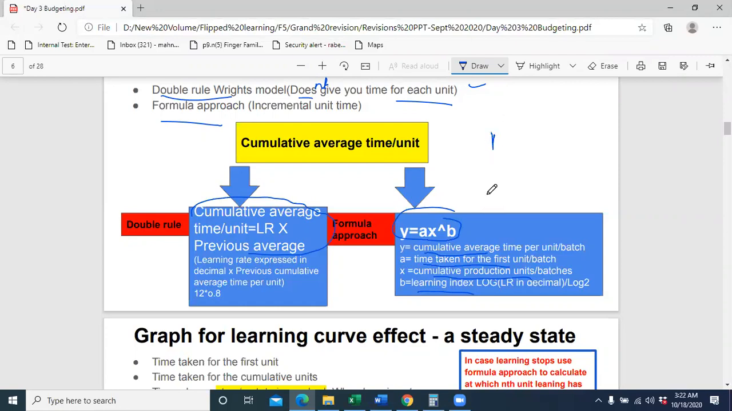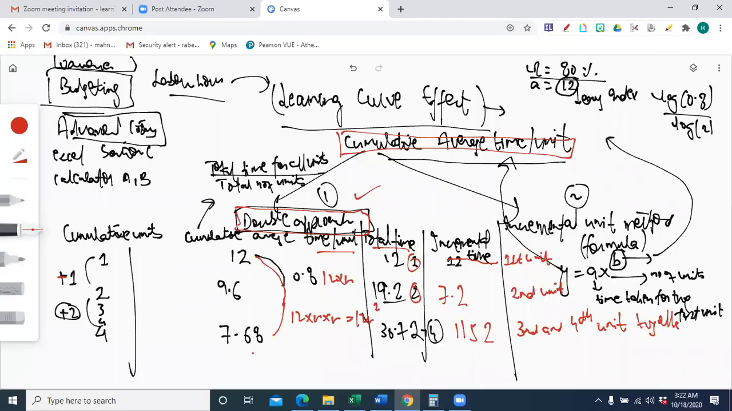It could tell you the time for 4 units, or for 8 units, but it doesn't tell you the time taken for the third unit or the fourth unit. If in a question I'm asked to calculate the time taken for one specific unit, I cannot apply the double approach. With the double approach I only get the time for the first and second unit, not the individual time for any specific unit. To calculate the time taken for a specific unit, I need to apply the formula approach, Y equals AX to the power B.